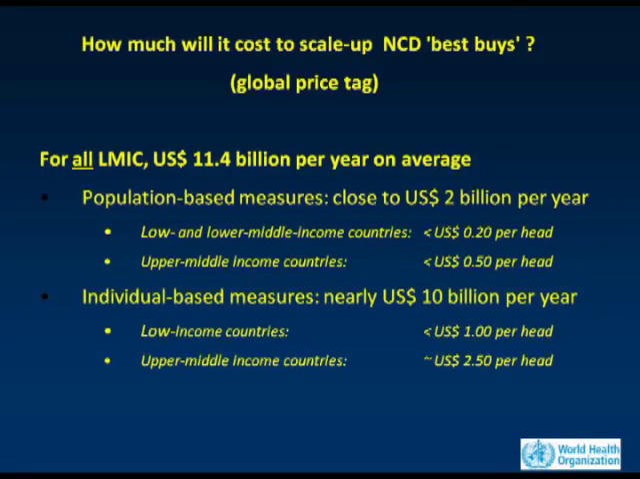And what kind of cost are we talking about? Once you calculate for the 42 countries and scale it up for all of the low and middle income countries, the global price tag was $11.4 billion per year on average. But if you take it per head, it was only US $0.2 per head for low and low middle income countries, and double that for upper middle income countries. For individual interventions where medicines had to be given for cardiovascular disease and diabetes, the costs were higher, about $1 per head in low income and about $2.50 per head for upper and middle income countries.